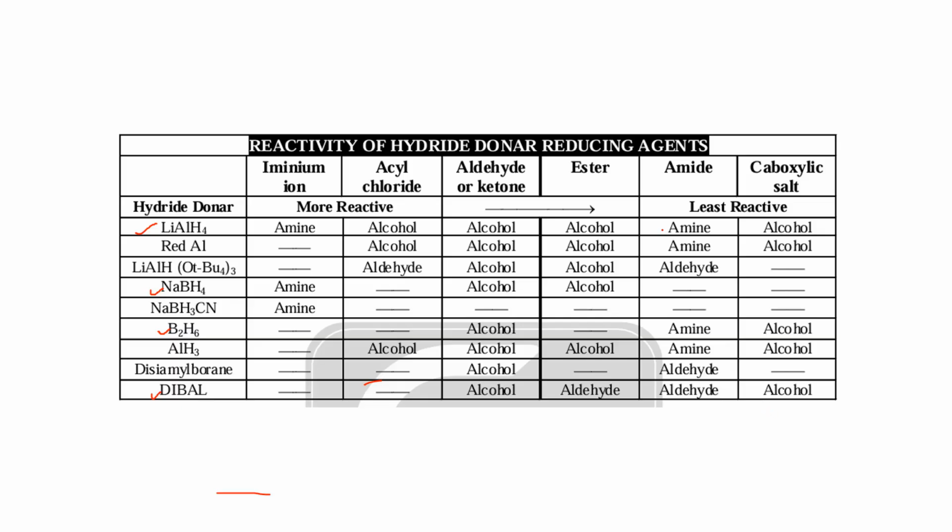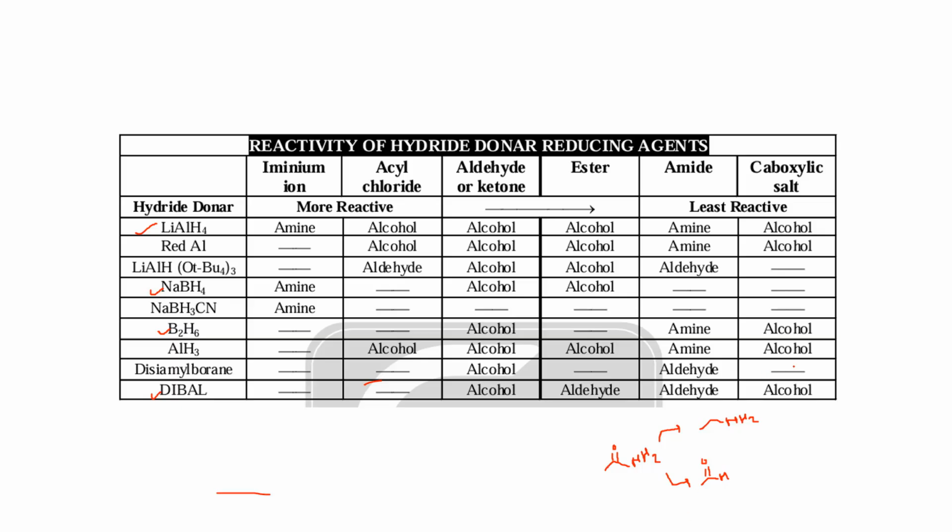So there is a difference. If you add LiAlH4 to an amide, you will get a primary amine. But if you add DIBAL, you will get an aldehyde. Okay, so from the chart you can get a short overview of all the reagents.